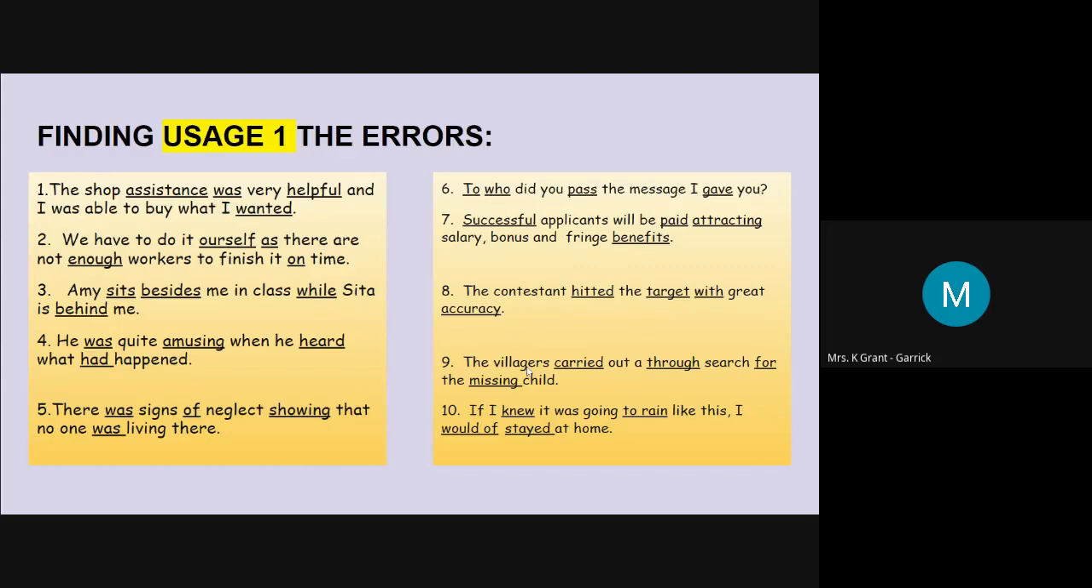And number 8, where we have the contestant hitted the target with great accuracy. What's wrong with that? What's wrong with that one? Would we say it that way? The contestant hitted the target with great accuracy. What is wrong with that?